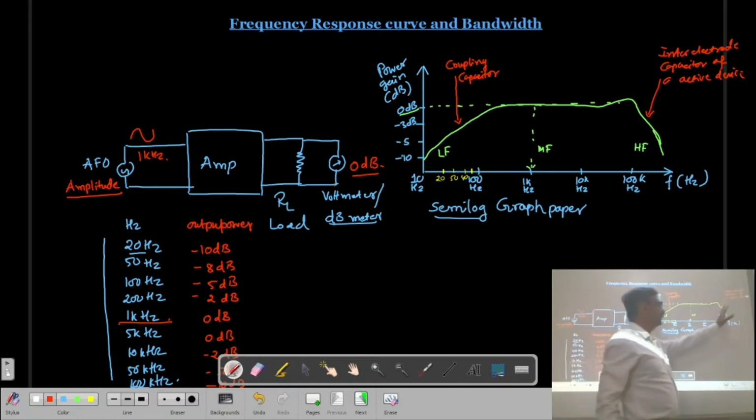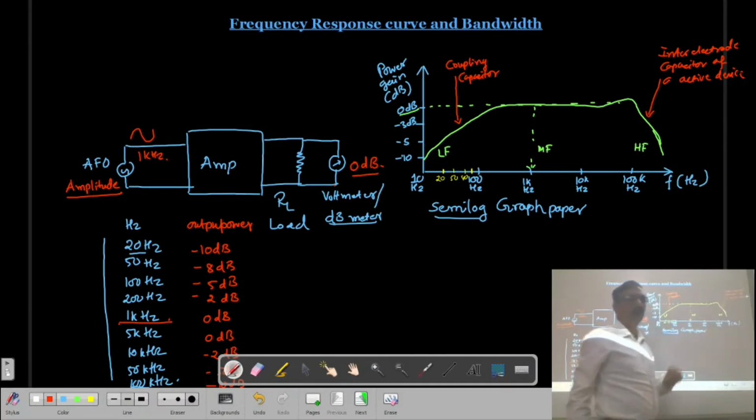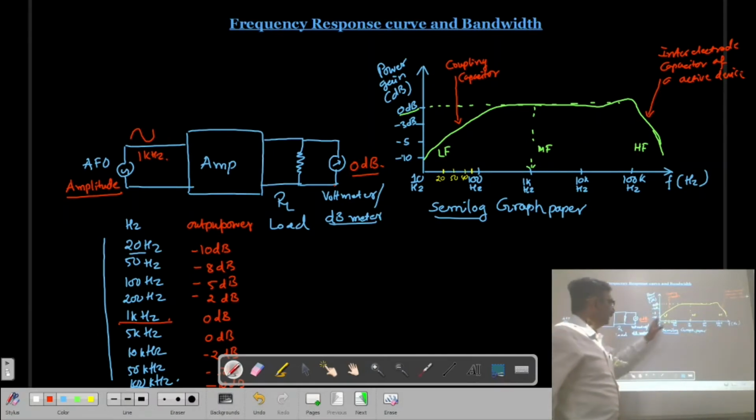So for that inter-electrode capacitance, the reactance will be very low at a higher frequency, and that's why the gain goes on decreasing. Here the coupling capacitor is effective at a lower frequency. At lower frequency, the reactance of the coupling capacitor is very high.